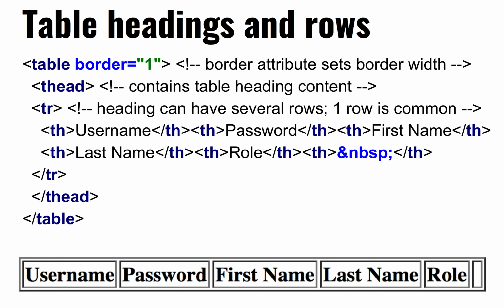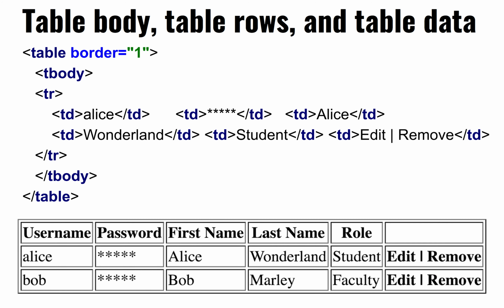The other rows inside of the body, you could have actual data, right? Actual information, who the user is, the password. You might not show that. The first name, the last name, the role, and whatnot, and then maybe some links or buttons at the end to be able to manipulate information about that particular user.